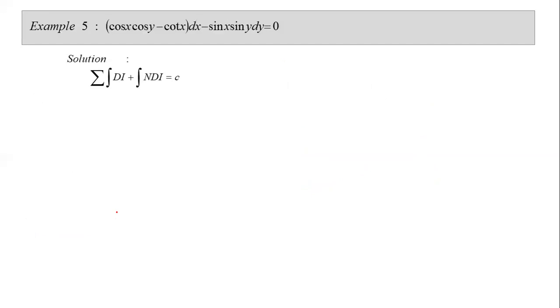Then let's have some more. So here we have cosine x cosine y minus cotangent x dx minus sine x sine y dy equals 0. Again, we let M equals cosine x cosine y minus cotangent of x. And then we differentiate this partially with respect to y.